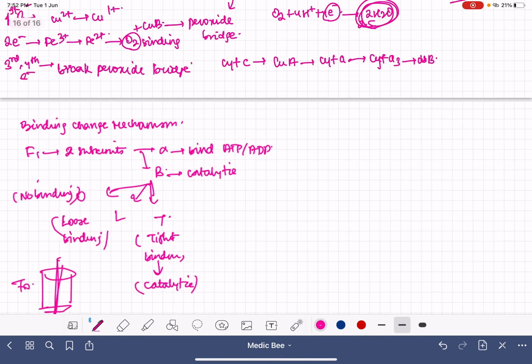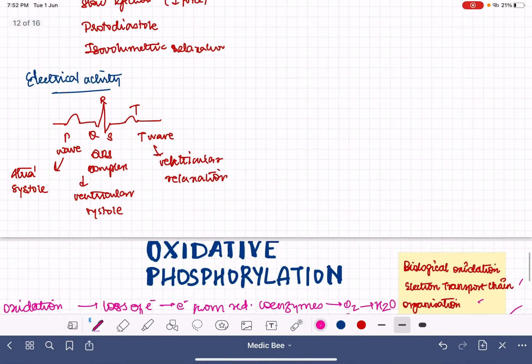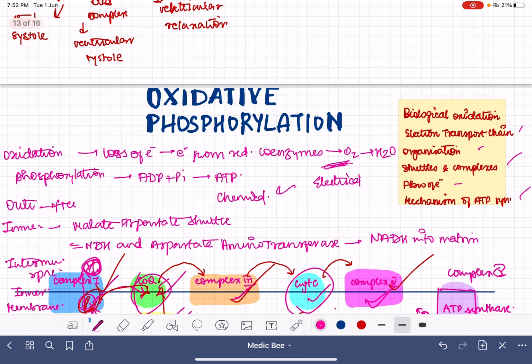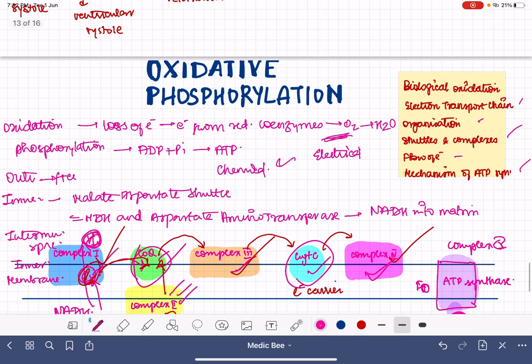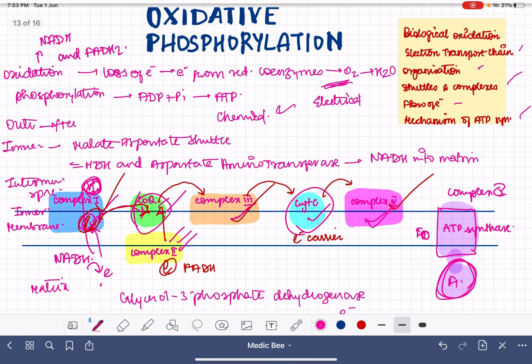So there are two processes happening in oxidative phosphorylation. First of all, the oxidation: NADH and FADH2 are oxidized, they lose their electrons, and the electrons are transported through the different complexes of the electron transport chain. At complex 4, the electrons are taken up by oxygen, and this is used to produce water.